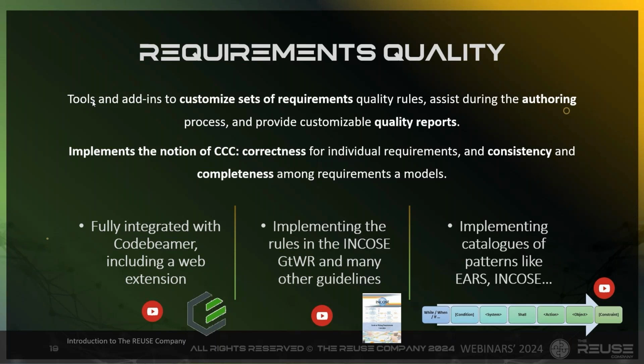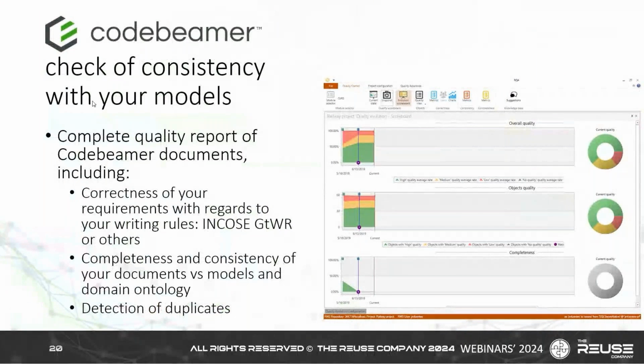And in terms of the writing assistants, we have also implemented the notion of the requirements pattern. You can find on our website the libraries for the EARS, Easy Approach to Requirements Syntax, patterns, and plenty of other patterns. This is, for instance, our tool connected to Codebeamer and representing the quality of a given document. Hopefully, according to this chart, the quality is improving.